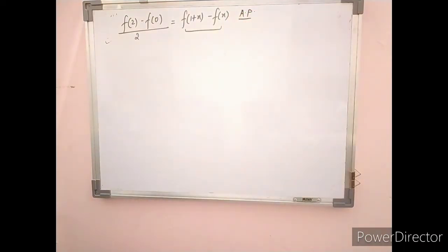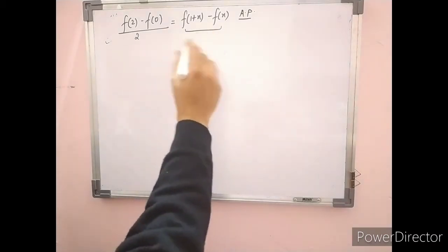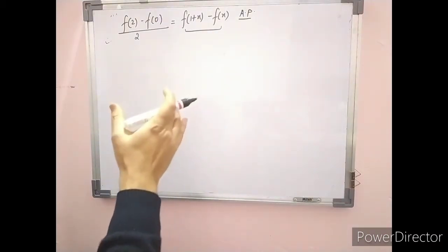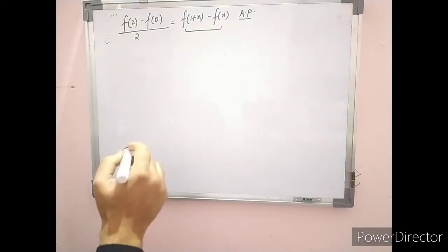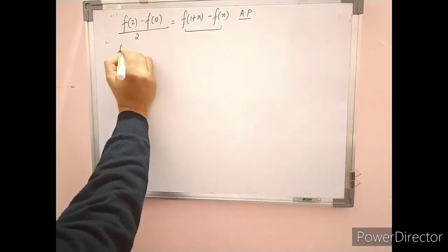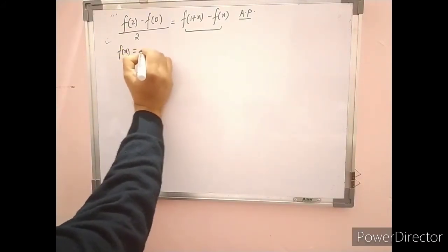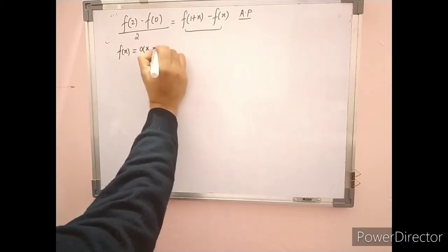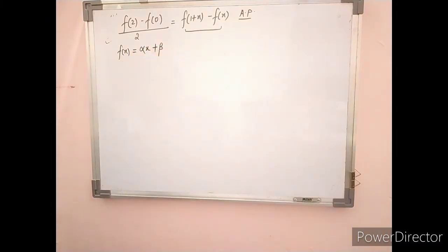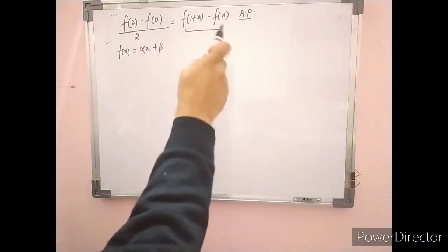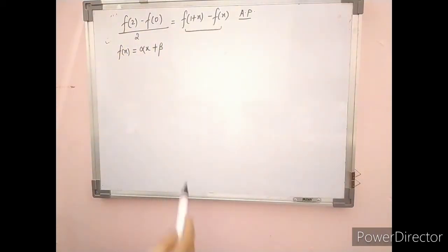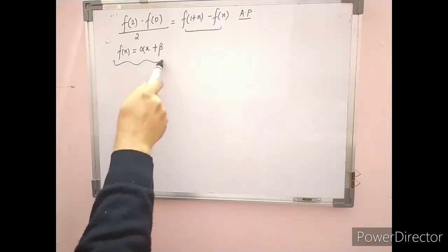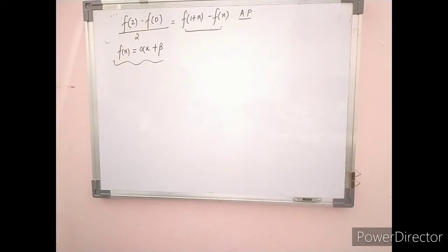Okay, and further we can conclude that the nature of this particular function f(x) is linear. So we can write it as f(x) = αx + β, where β is some constant. Because the difference of two consecutive values is a constant, and it is valid for all integral values of x, we can say that this particular function is a linear function, right?